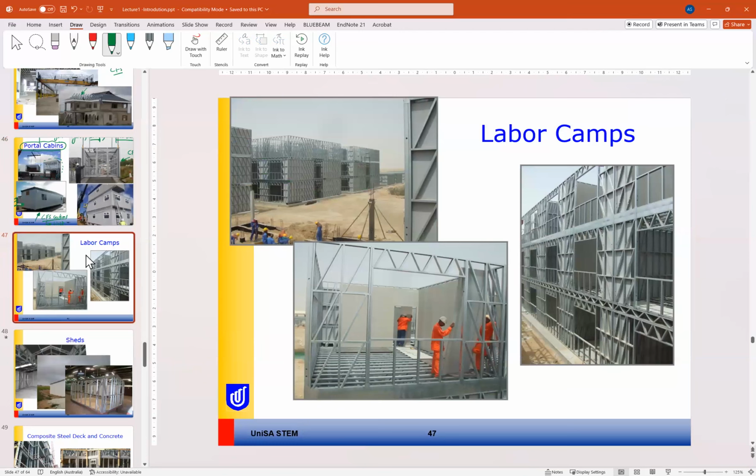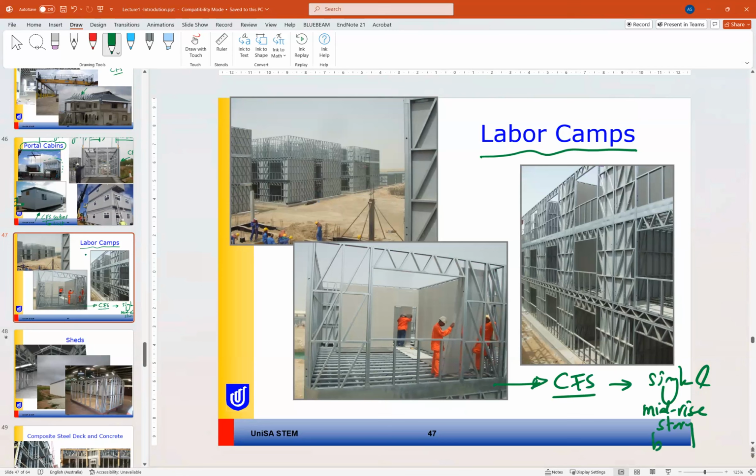And similarly are the labor camps. So the labor camps also are temporary, but maybe for longer term. So you can build labor camps in the construction site or off-site. Sorry, or like a mine or something. So it can be from cold formed steel because it is single or like mid-rise story building. So it can be from cold formed steel structures.